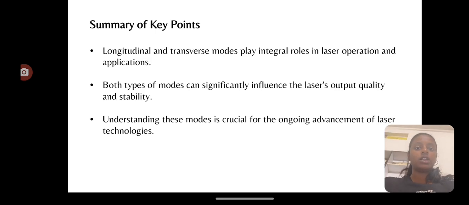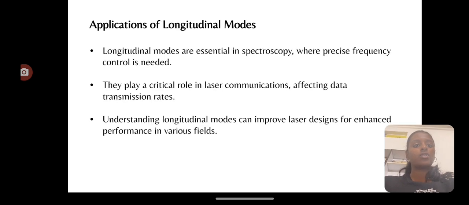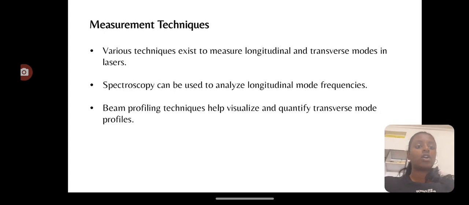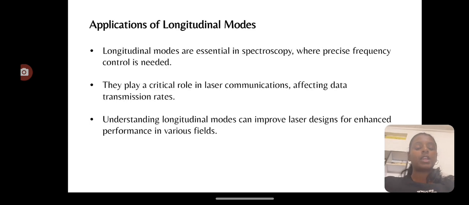The summary of longitudinal and transverse modes is that longitudinal and transverse modes play integral roles in laser operation and applications. We have already seen the applications of the longitudinal modes and transverse modes. Longitudinal modes are essential in spectroscopy. Spectroscopy is used to analyze the longitudinal mode frequencies, and longitudinal modes also play a vital role in laser communications affecting data transmissions, which are used in phone calls. Understanding longitudinal modes can improve laser designs for enhanced performance in various fields.